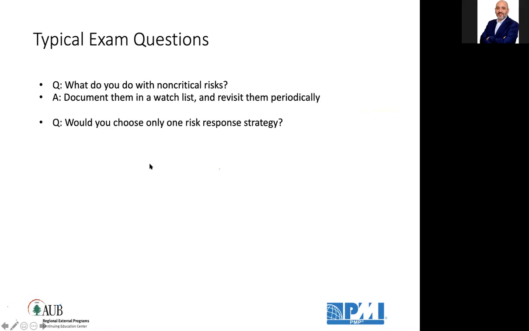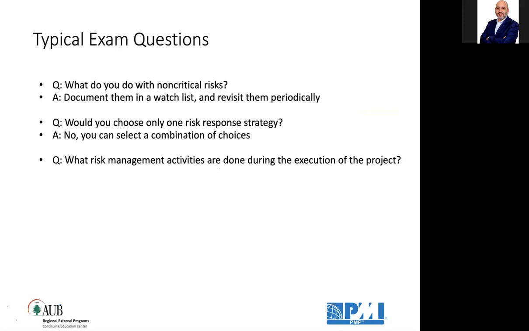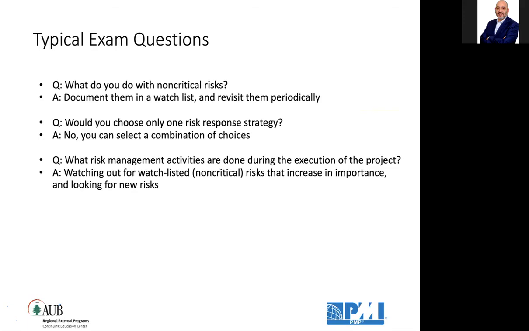Would you choose only one risk response strategy? No. You can select a combination of more than one. What risk management activities are done during the execution of the project? We saw most of them are planning and controlling. So watching out for the watch listed non-critical risks during execution that increase in importance and looking for additional risks to document, to analyze, to respond to. This is what's happening in execution.